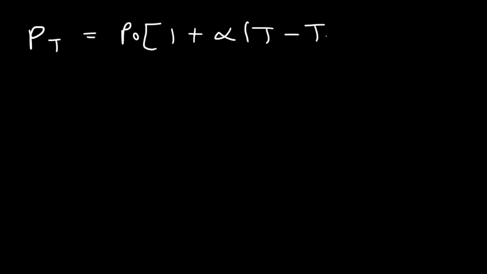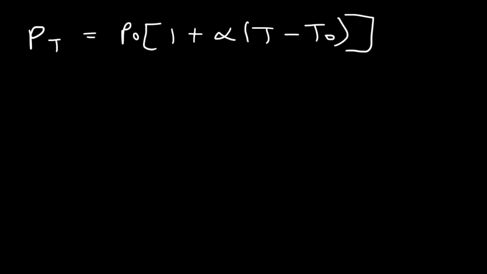Now, resistivity is a function of temperature. There's an equation that you need to know, and here it is. ρT is equal to ρ0 times 1 plus alpha times T minus T0. So this means that the resistivity of a metal is affected by the temperature.